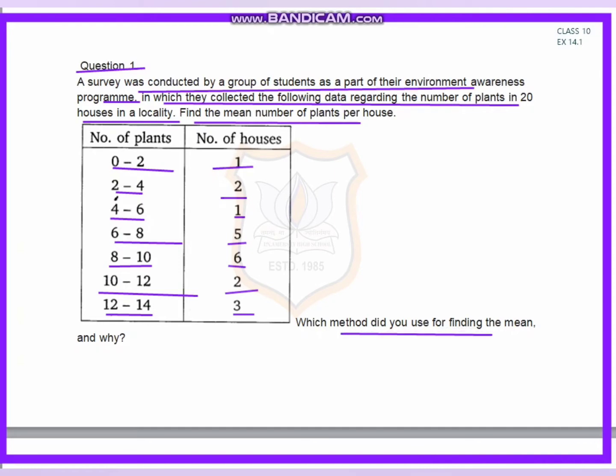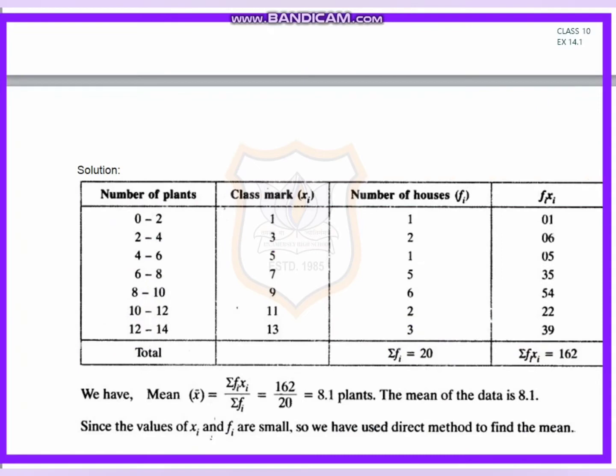We have to find the mean. We will use the direct method first. First of all, we have to make a table with 4 columns. In the first column are the number of plants. In the second column we have the class mark, then the number of houses, and fi xi. First of all, we have to find the class mark xi, the mid value.